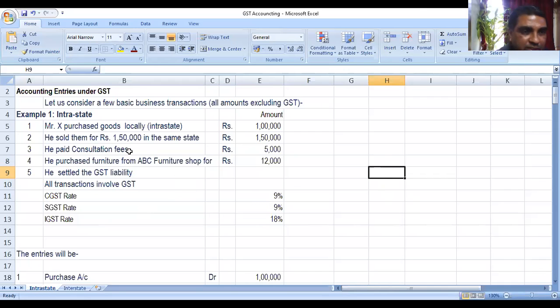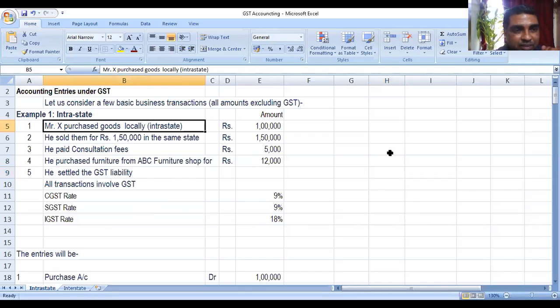So when you're making a purchase, let us say you will make the entry for this first transaction. X purchased goods locally, intrastate, for 1 lakh rupees. When it is a local purchase, which GSTs will be applicable? The CGST and SGST. We can compute this easily. These are basic concepts all of you need to understand. In future, more complex entries will be there.